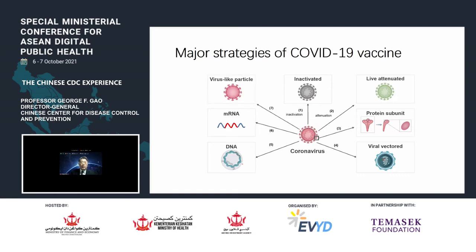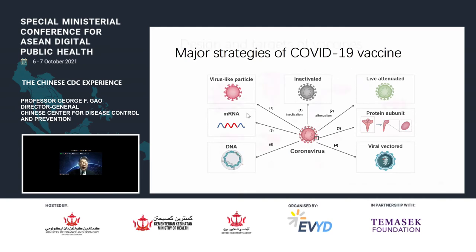Of course, the last one is virus-like particles, the nanoparticle virus vaccine. So these are the seven strategies under development at the moment for coronavirus vaccines in the whole world. And how do we design this?